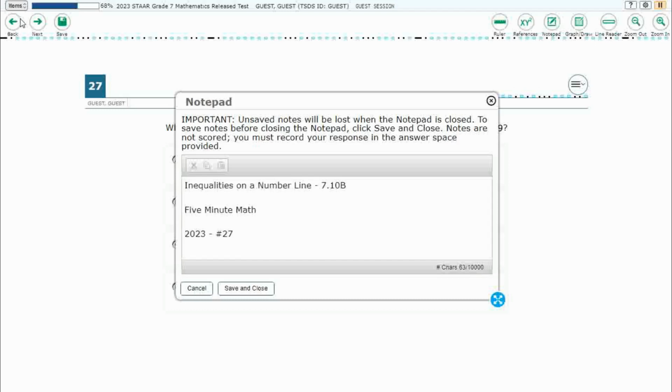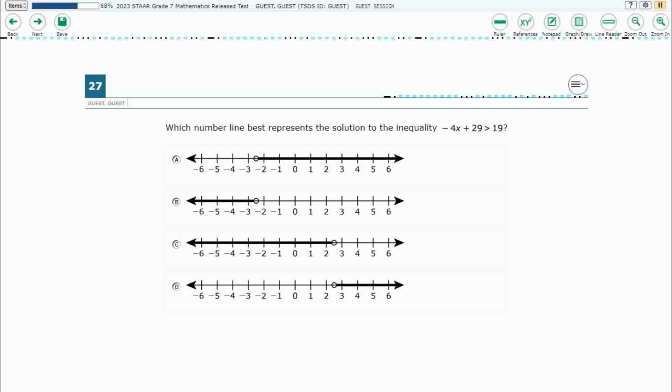Today we are looking at the 7th grade concept of inequalities on a number line. This is standard 7.10b in the great state of Texas, and we are using item number 27 of the 2023 released STAAR test. If you haven't done so already, please go ahead and take a moment to pause the video, work this problem out on your own, unpause it, and we will look at our answers together.